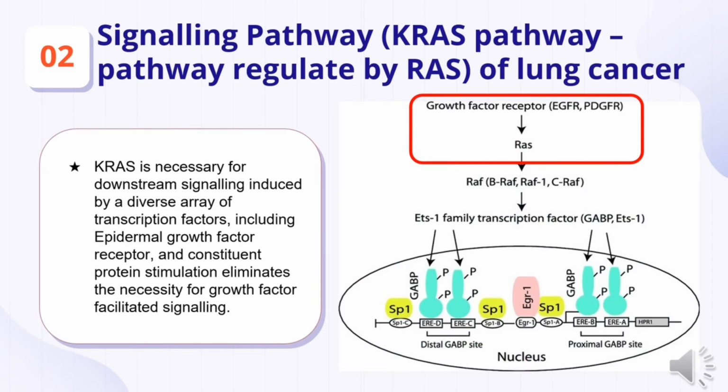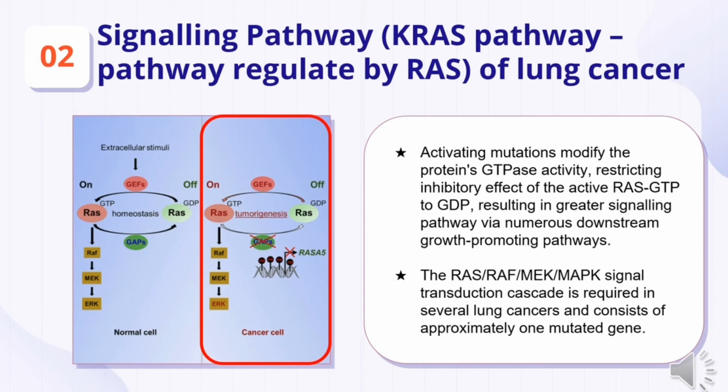RAS is necessary for downstream signaling induced by a diverse array of transcription factors, including epidermal growth factor receptor (EGFR), and constitutive protein stimulation eliminates the necessity for growth factor facilitated signaling. Activating mutations modify the protein's GTPase activity, restricting the inhibitory effect of converting active RAS-GTP to GDP, resulting in greater signaling via numerous downstream growth promoting pathways. The RAS, RAF, MEK, MAPK signal transduction cascade is required in several lung cancers and consists of approximately one mutated gene.